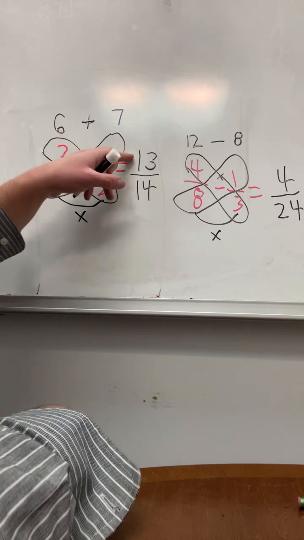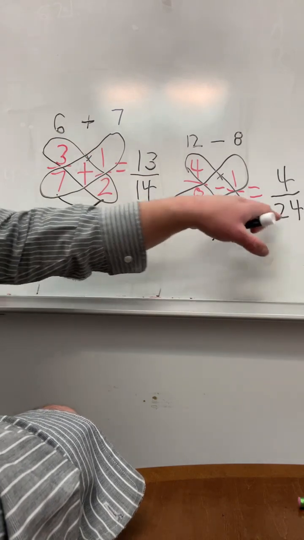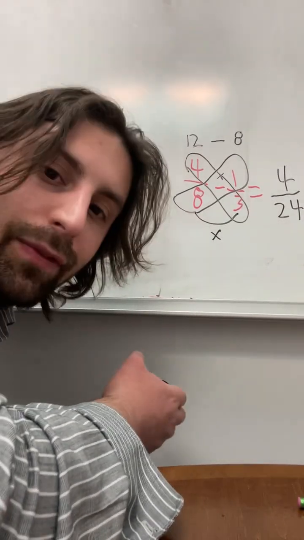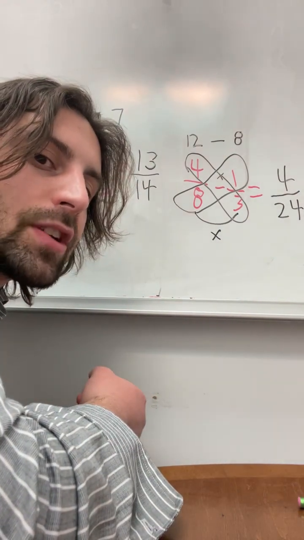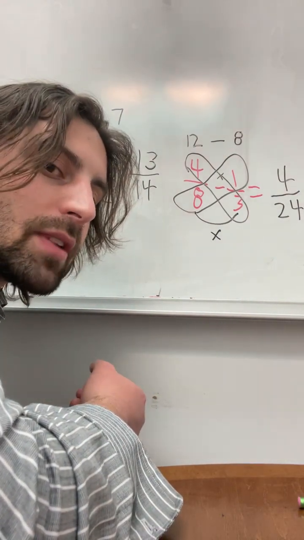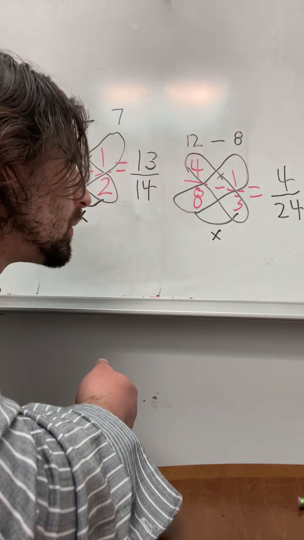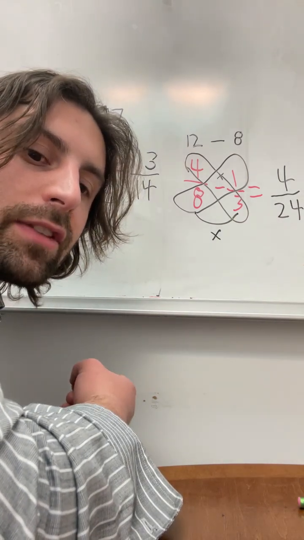We added 6 plus 7 to get our numerator. 4 eighths minus 1/3 equals 4 24ths. So we have our answers. Again, they are not simplified in lowest terms, but I make simplifying fractions to lowest terms a separate video. But for all intents and purposes, we were able to add and subtract fractions with unlike denominators successfully.